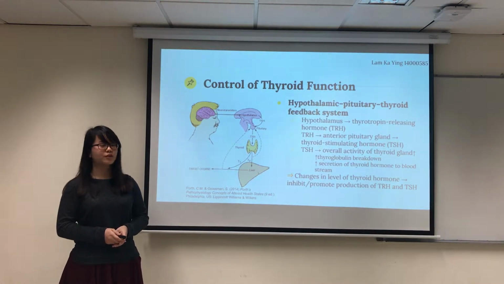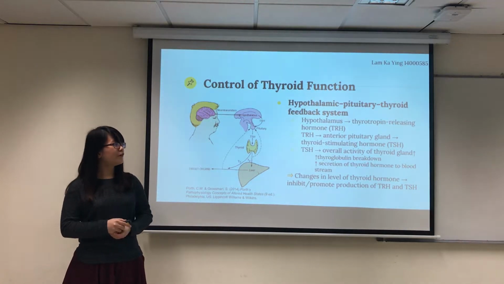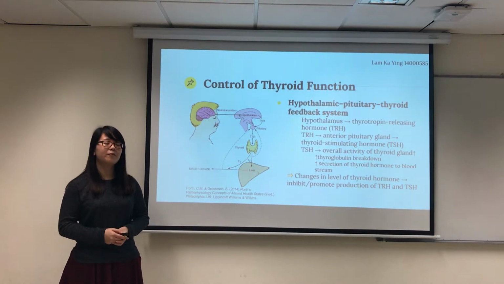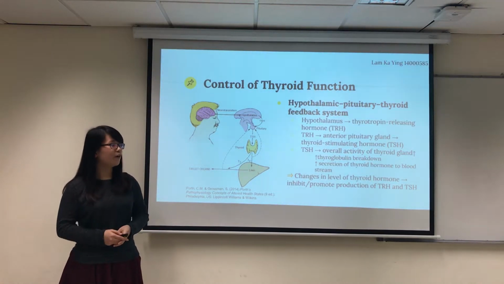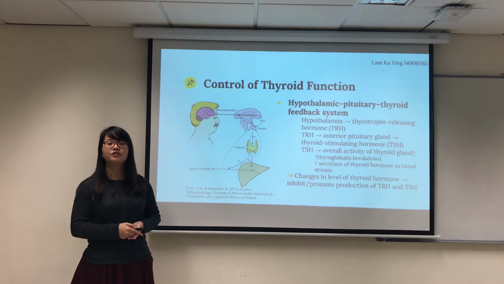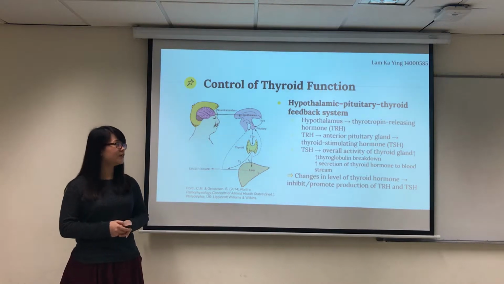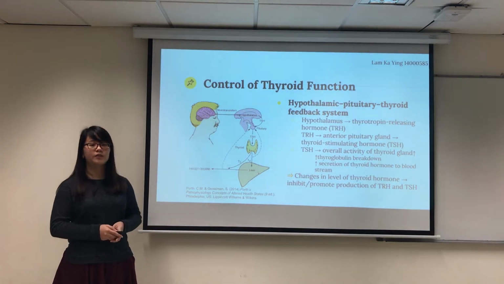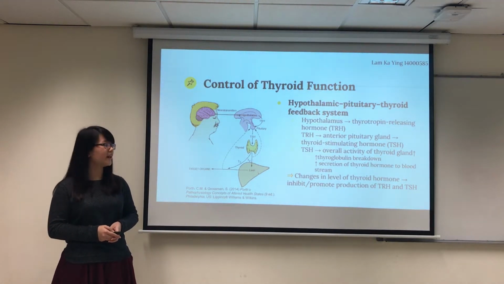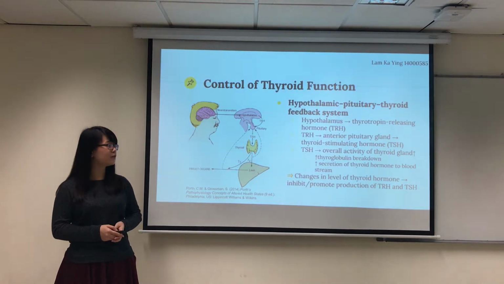Thyroid function is controlled by the hypothalamic-pituitary-thyroid feedback system. The hypothalamus will secrete thyrotropin-releasing hormone, TRH, and TRH will enter the anterior pituitary gland, and the pituitary gland will secrete thyroid-stimulating hormone, TSH. TSH will increase the overall activities of the thyroid gland and increase the thyroglobulin breakdown, and also increase the secretion of the thyroid hormone into the blood.